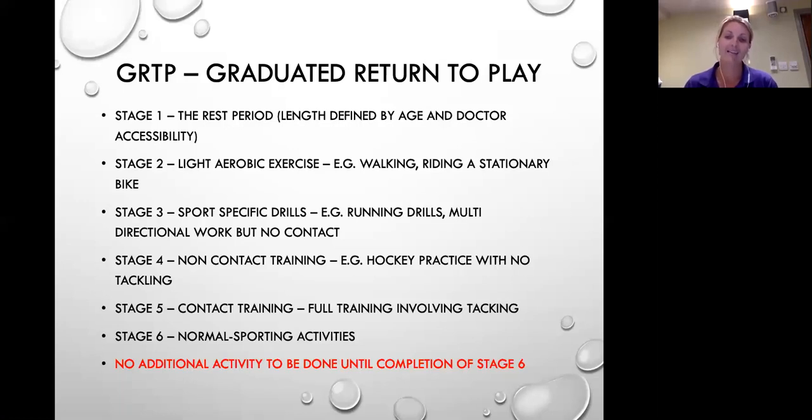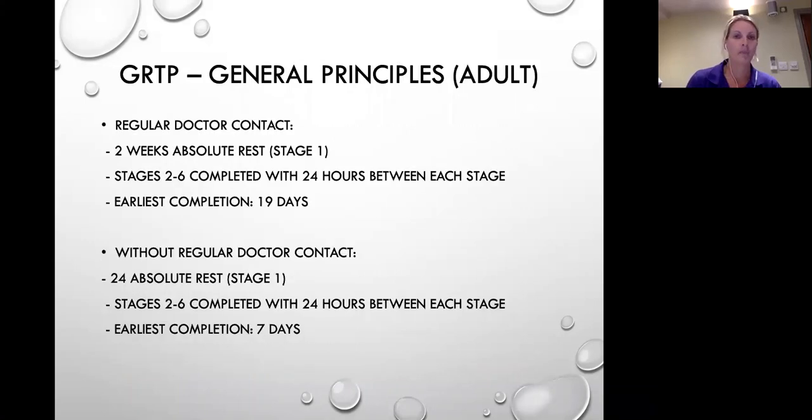The key thing is that during the GRTP, from the start to the very finish, no additional activity should be done. So no going for a swim, no going for a bike ride. It's really important that they only do what the protocol says until they're signed off in the final stage.